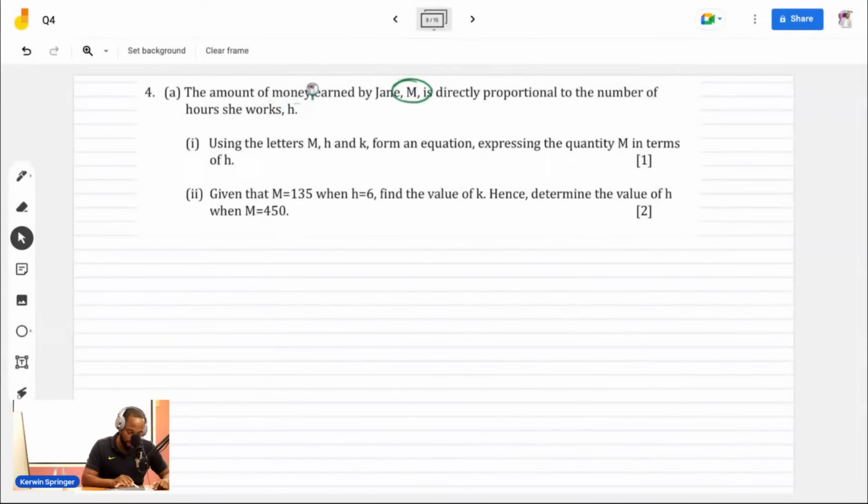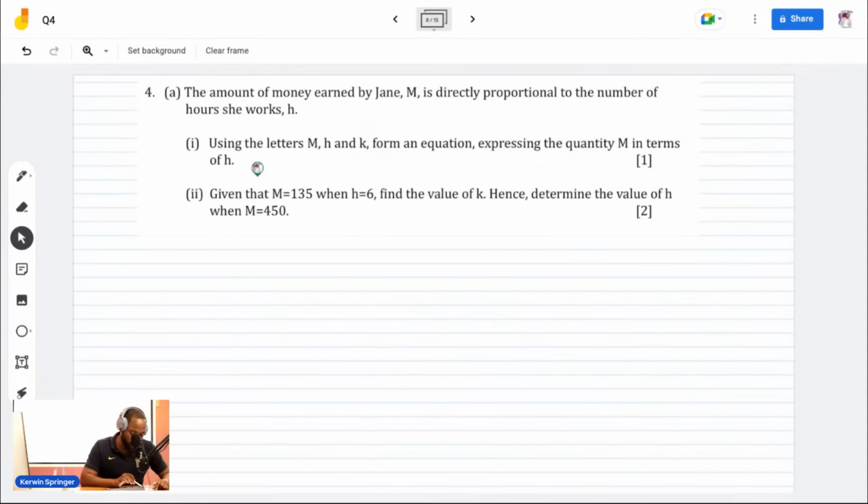Next, number 4. The amount of money earned by Jane, M, is directly proportional to the number of hours she works. So M is proportional to H. Using letters M, H, and K, where K is the constant of proportionality, express the quantity M in terms of H.